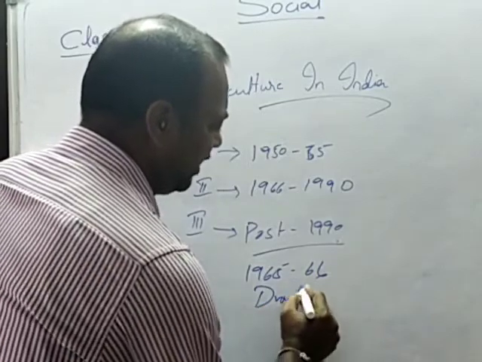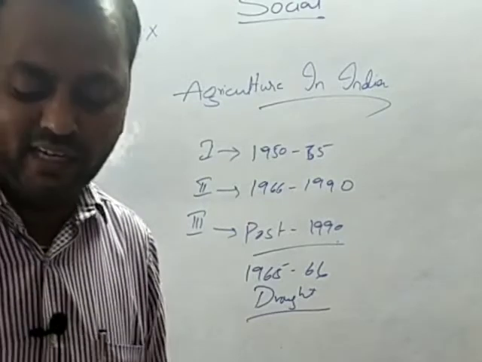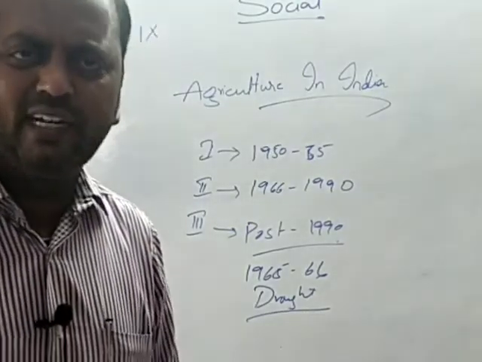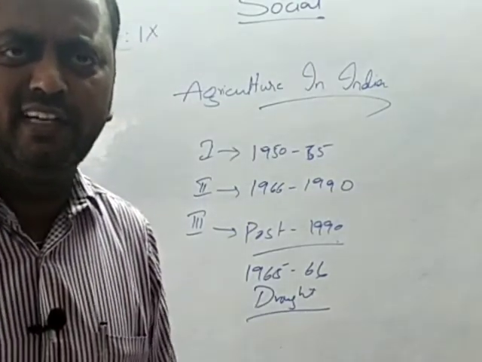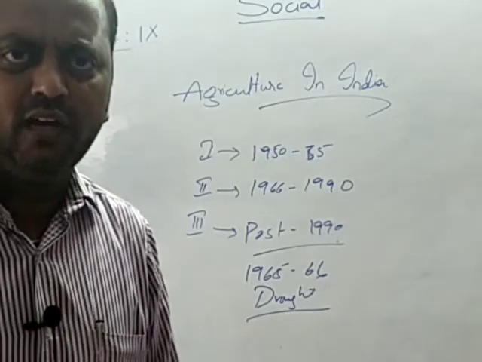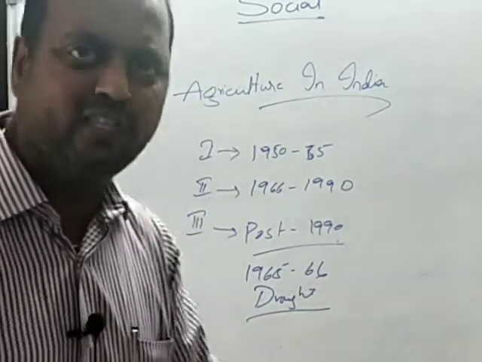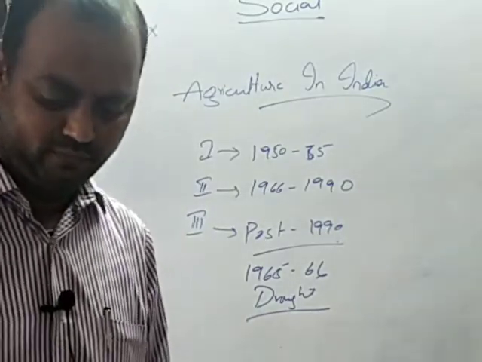Drought, what is a drought, children? The shortage or scarcity of rainfall is considered a drought. So the government declared a drought, and this led to a shortage of food grains. That means there was a decline in food grain production, and it forced the government to import food grains from other countries once again.